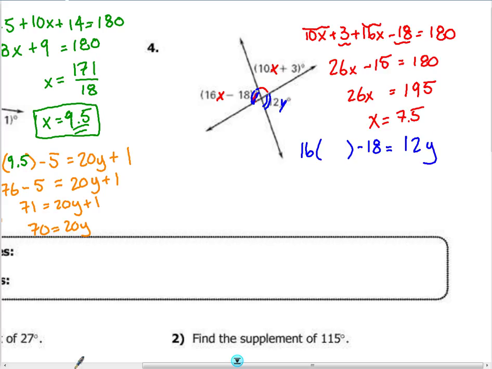And just to combine some steps here as quickly as we can, let's multiply 16 times 7.5, which gives me 120. We're going to take away 18 from 120, which gives me 102. And the last step was we're going to divide 102 by 12, and I get a y value of 8.5. Making sure that I box or circle my final answers.